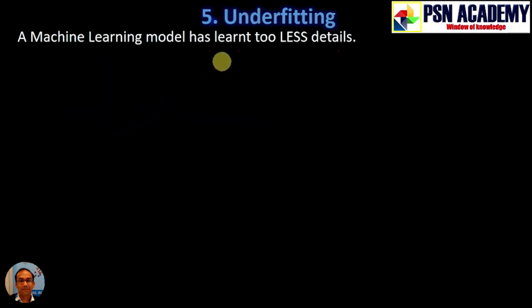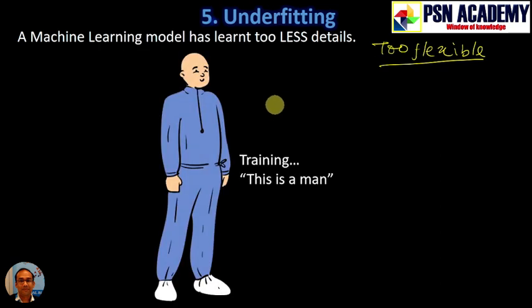Next we go for underfitting. A machine learning model has learned too little detail. This time it is too flexible. Too much flexible, right? For example, keep on training like this. This is a man. And do not provide too many details too many times. For a little bit of time, you just change the data over here and say that this is a man. So this is a man. And you have a large variation in the figure and you say that this is a man, right? And you stop your training.